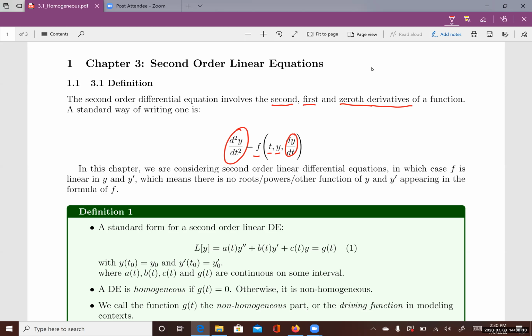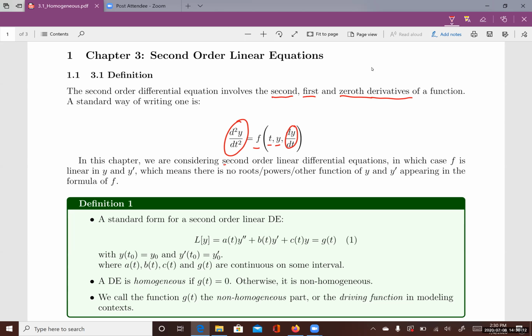In this chapter, we'll consider second order linear differential equations, in which case f is a linear function of y and y prime. That means there will be no roots, no powers, and no other functions of y and y prime appearing in the formula of the function f here.